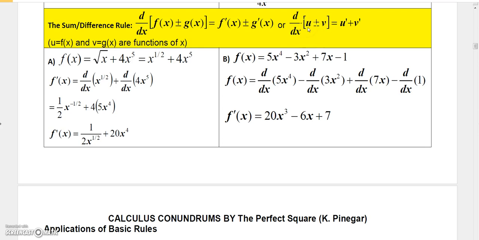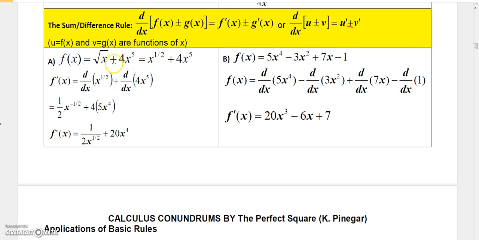And of course it works the same way. The derivative of u plus or minus v is u prime plus or minus v prime. Looks like I left out the minus there. Stick it in there. So it's u prime plus or minus v prime.